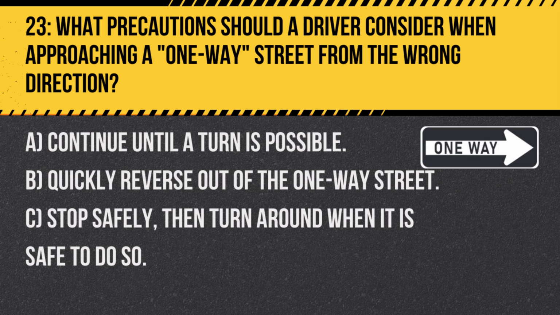Question 23. What precautions should a driver consider when approaching a one-way street from the wrong direction? A. Continue until a turn is possible. B. Quickly reverse out of the one-way street. C. Stop safely, then turn around when it is safe to do so.